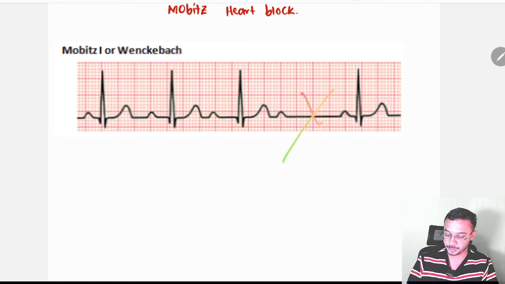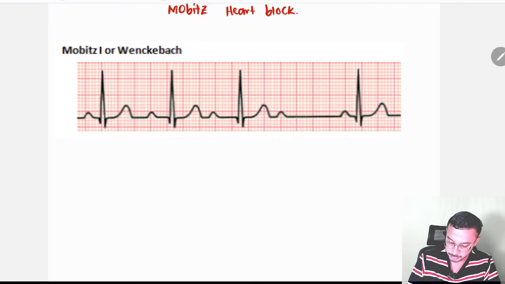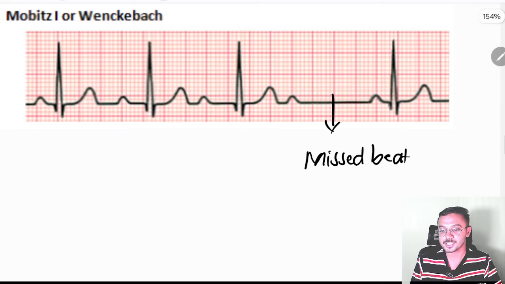But look at over here, QRS is absent. Whenever QRS is absent, you have to think about heart block, right? So which Mobitz, it may be Mobitz 1 or Mobitz 2. Look, there is a missed beat present over here. There is no QRS complex over here. And now you want to differentiate whether it is Mobitz 1 or Mobitz 2.